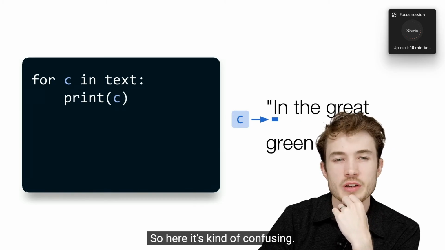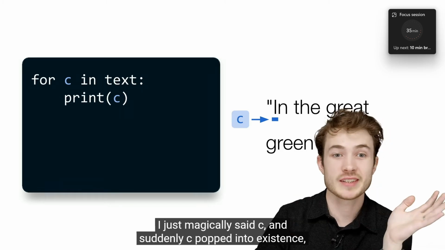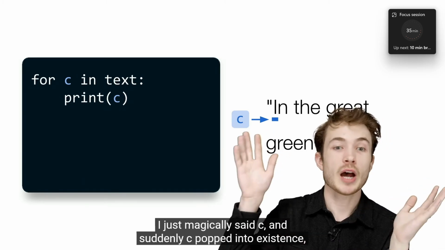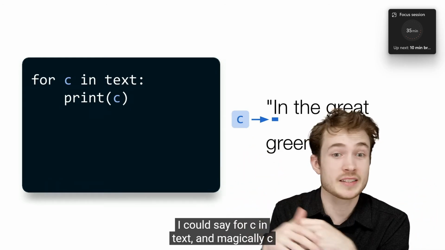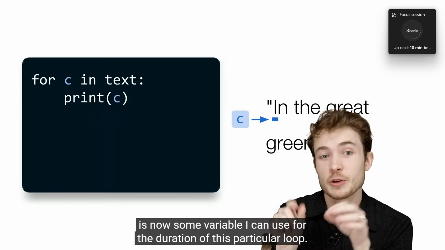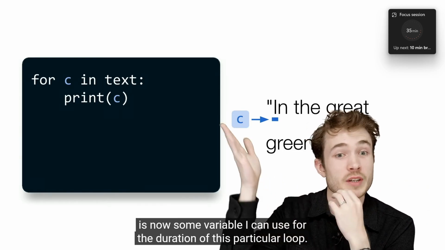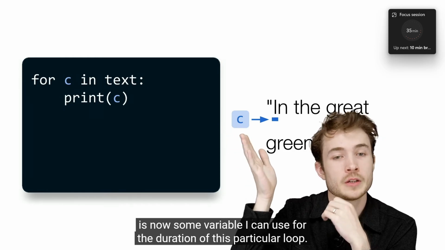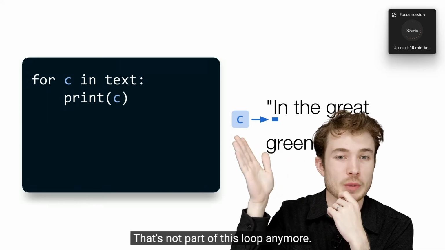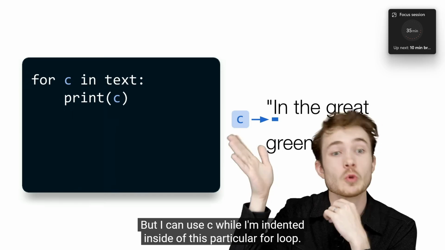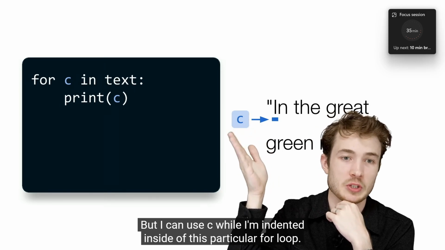It's a good question. Here it's kind of confusing. I just magically said C, and suddenly C popped into existence, which is kind of what happened. I could say for C in text, and magically C is now some variable I can use for the duration of this particular loop. So I can't use C unindented. That's not part of this loop anymore. But I can use C while I'm indented inside of this particular for loop.